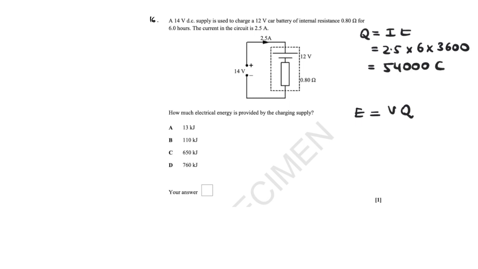54,000 coulombs. Now all I have to do is multiply 14 by that number, 14 times 54,000, which gives 756,000 joules, which is essentially D if you round it to 2 significant figures.